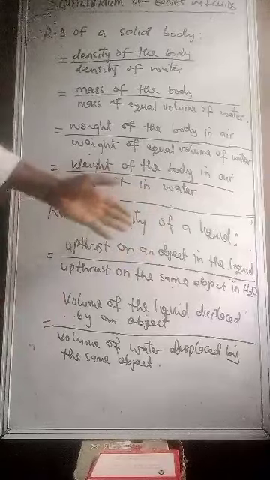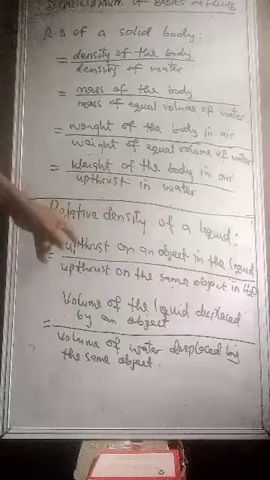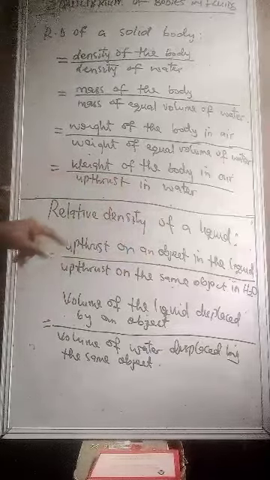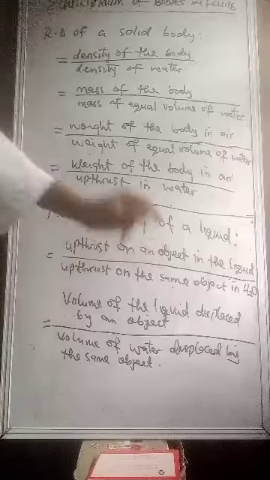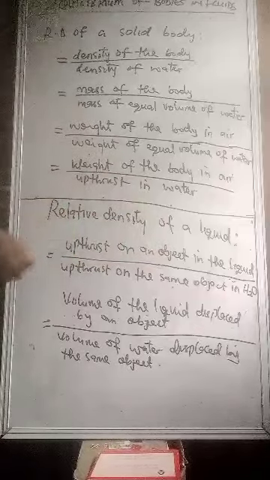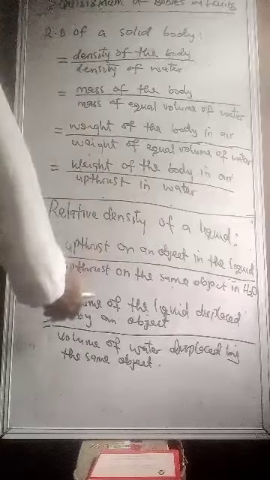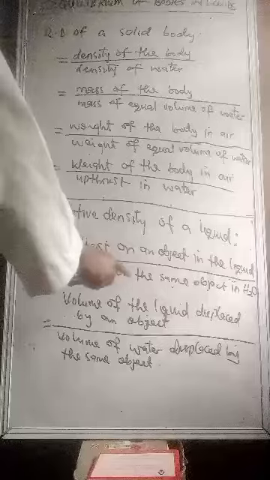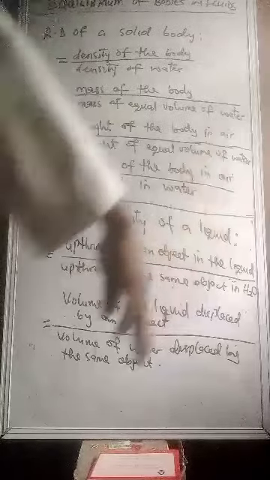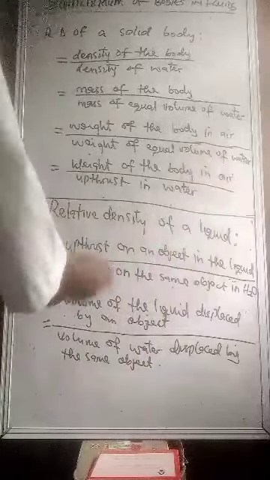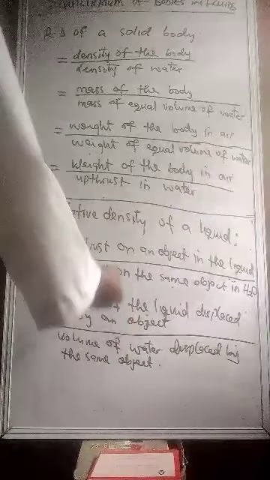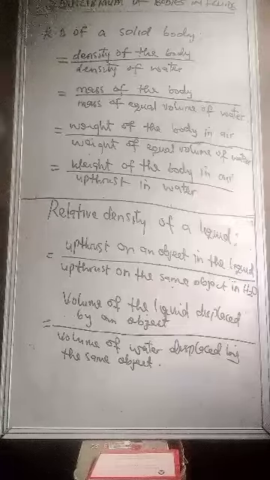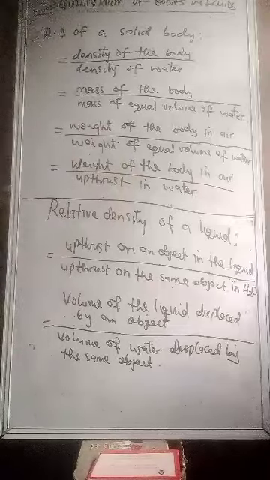For relative density of a liquid, we have to find the upthrust on an object in that liquid and also the upthrust on that same object in water. Then we find the ratio. Same thing here, we find the volume of the liquid, whose relative density we are looking for, that is displaced when we put an object in it. And also, we put that same object in water and find the volume of water displaced by that same object. Then we find the ratio, and it gives us the relative density of the liquid.